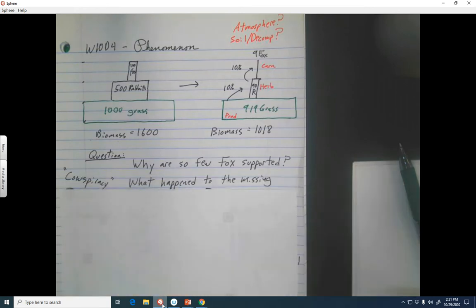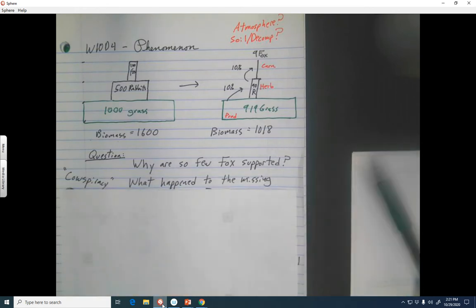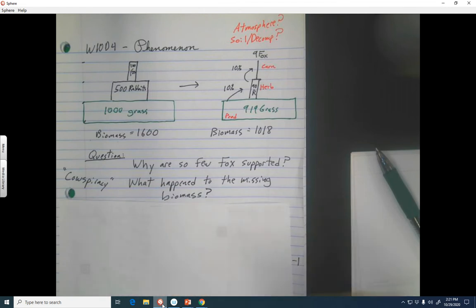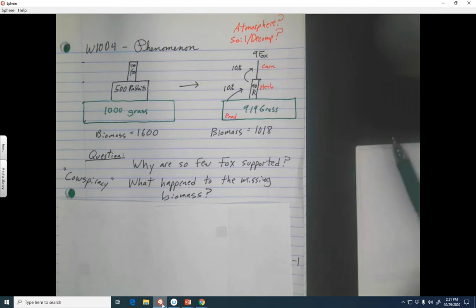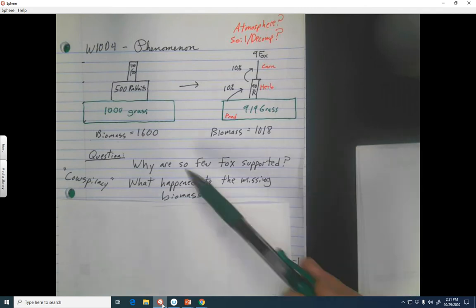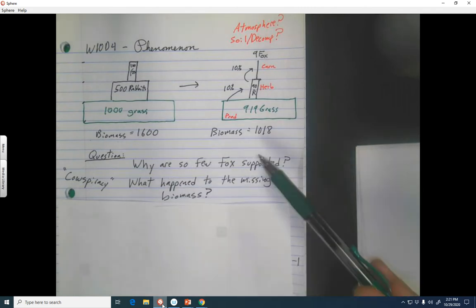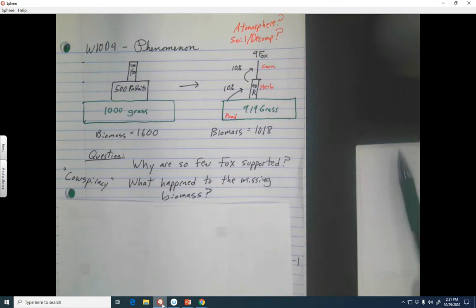The other question we have is what is happening to the missing biomass when we look at this? What's going on? Where is this biomass? Matter cannot be destroyed or created. So where is this around 500 kilograms disappearing to? So those are the two big questions.